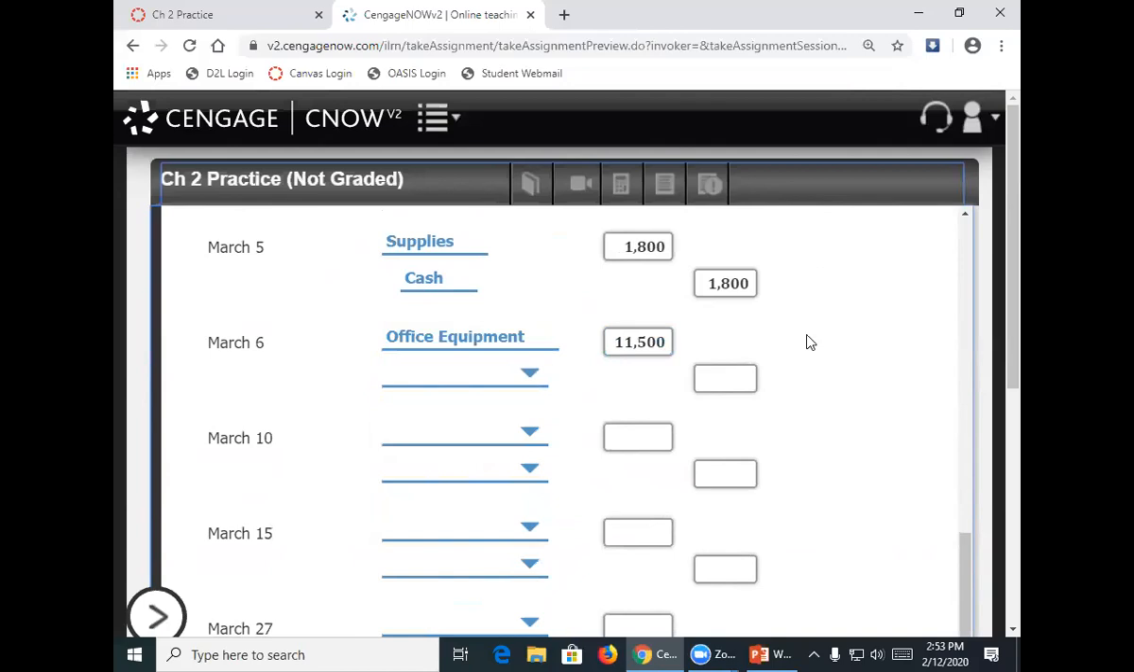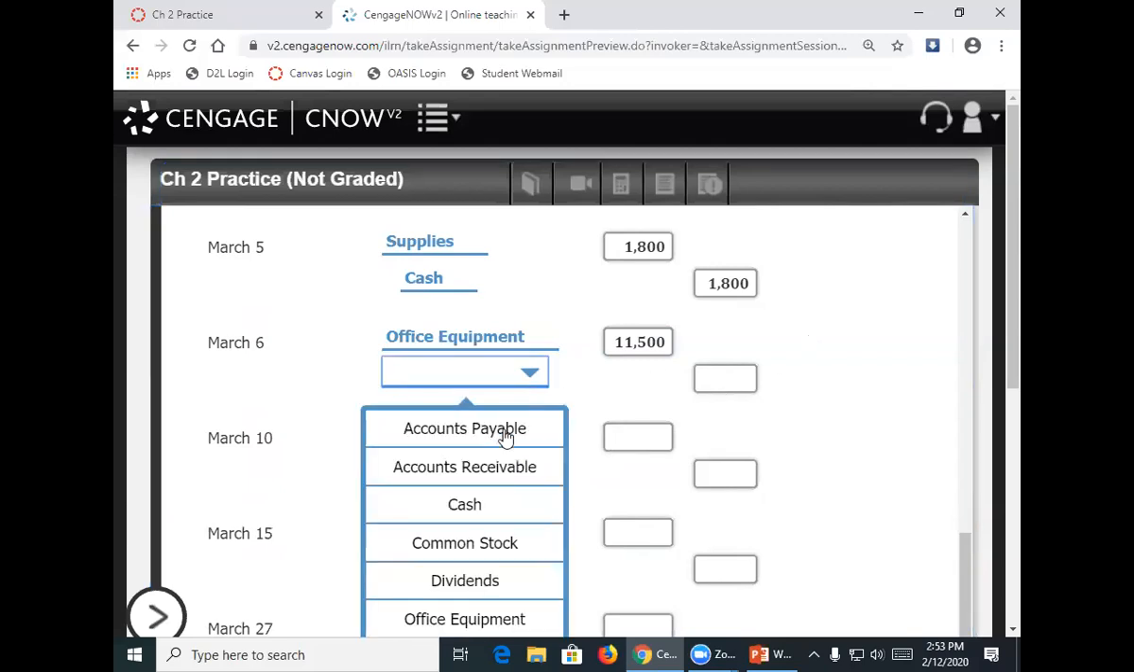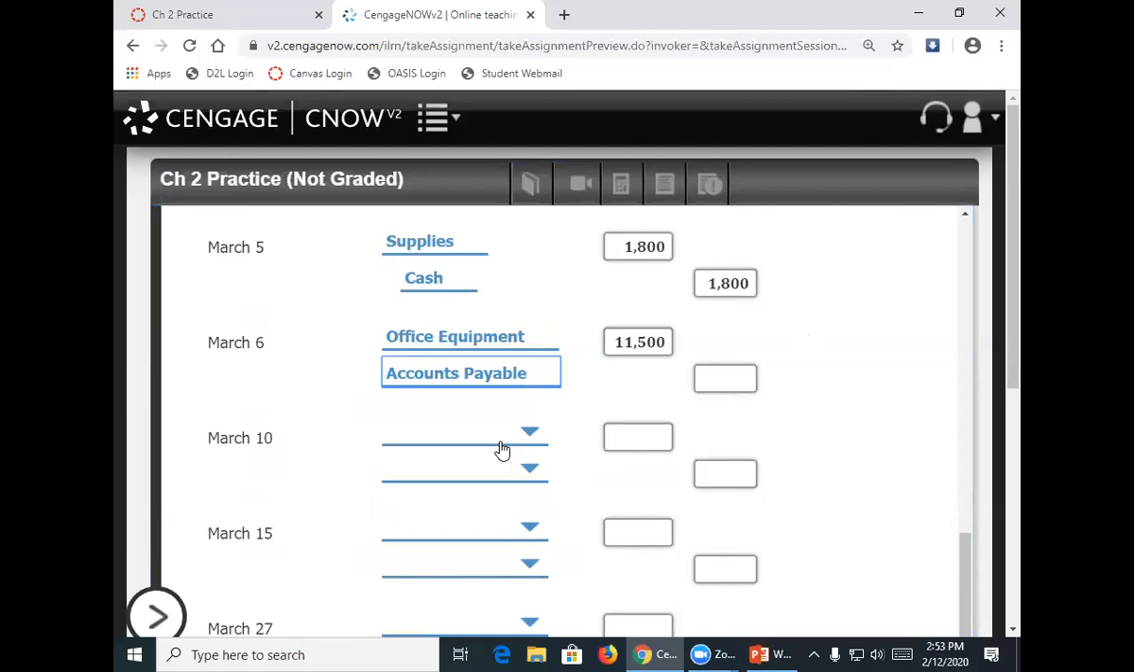Whenever you see the term on account, if we bought something on account, we didn't pay today. So we bought it on credit. So that's accounts payable, which is a liability, which increases on the credit side. So we debit office equipment and credit accounts payable. Any questions so far? Okay.